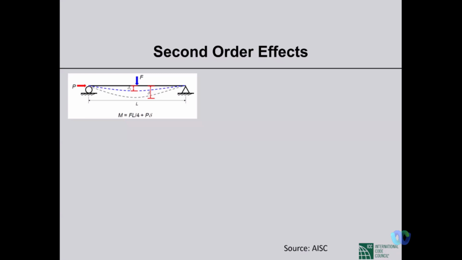But the P load causes an additional moment. So if we calculate deformation again, we'll see that delta 1 is not the final deflection. Due to the application of the P delta 1 moment, it will deflect more. Suppose the final deflection is small delta. Then actually the moment at the mid-span now is FL by 4 due to the F load and P times small delta due to the axial force.